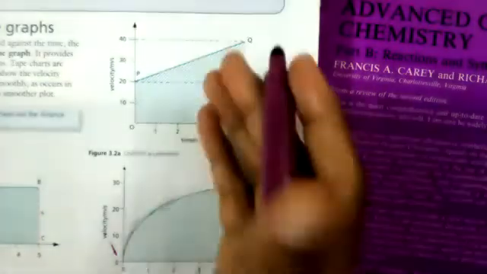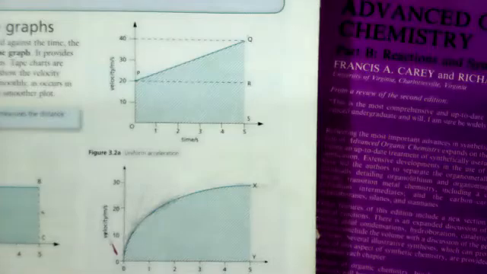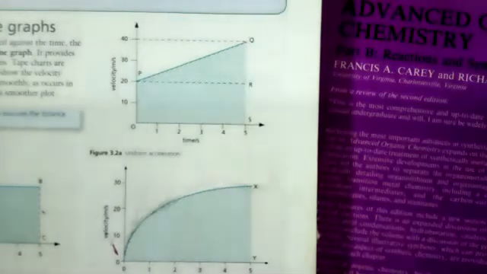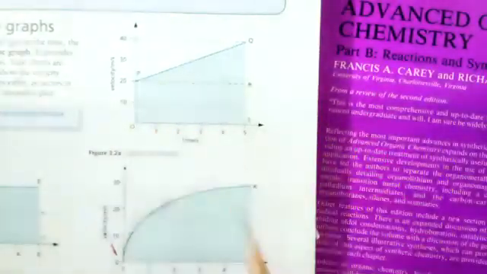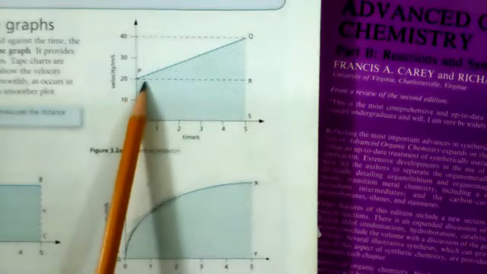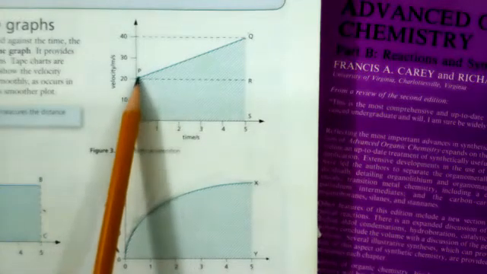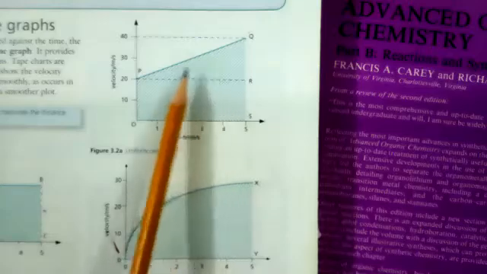Yes, so see, acceleration is the rate of change of velocity. So how is the velocity changing? Okay, another thing I want to mention here is the gradient. How do you calculate the gradient? We calculate the gradient by dividing the y-axis by the x-axis.